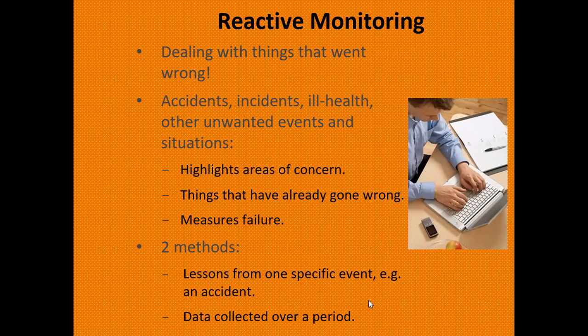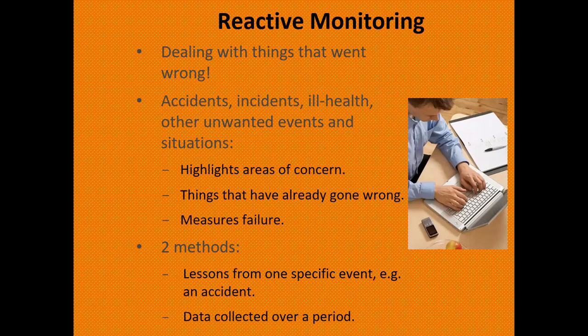Yes, gentlemen, sorry for the delay. So here we have reactive monitoring: dealing with things that went wrong. For this type of monitoring, as I told you, we use accident and incident records, the data, the trends. We make trends on why incidents happened or which type of incidents happened, the number of first aid cases, the number of lost time injuries. When we check these, that is reactive monitoring. From that we can identify whether this organization is following health and safety standards or not.